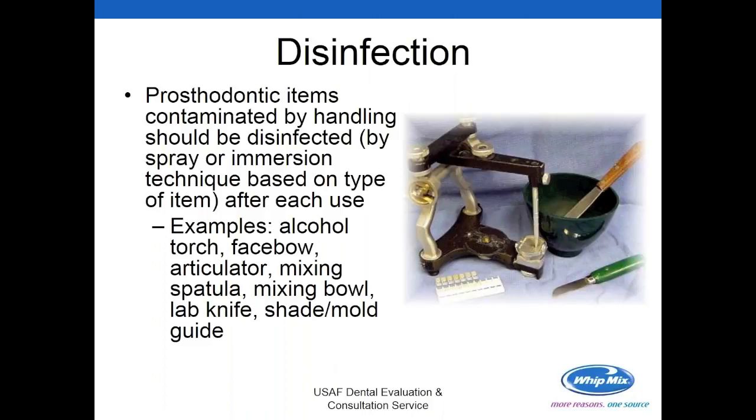Prosthodontic items contaminated by handling should be disinfected either by spray or immersion in the chemical, and the technique is based on whatever you're using. So here's some examples of things that we use: alcohol torches, face bows, articulators, mixing spatulas, mixing bowls, lab knives, and the shade guide, the mold guide. And by the way, if you've been disinfecting your shade guide for a long time, it probably is not the right color anymore. And if you're having problems in communication between the dental office and the laboratory, you might want to check and make sure your shade guide's A2 really does look like A2 on both sides of the world.